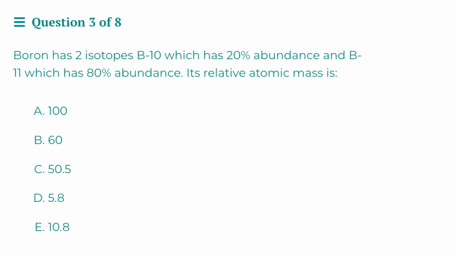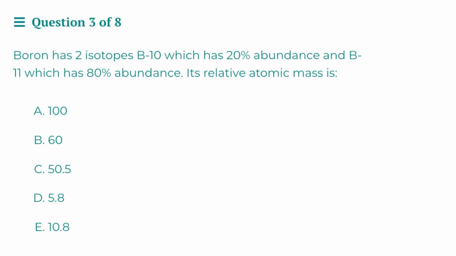So first of all, we're talking about a single element, and that element is boron. And we're considering two different isotopes. So these are essentially two different versions of the same element with a different mass because of the different number of neutrons. So for example, B10, the B comes from boron, and 10 refers to the atomic mass because it's composed of 5 protons and 5 neutrons. And this isotope has a 20% abundance, so it's less common than the other isotope B11. It occurs about 20% of the time.